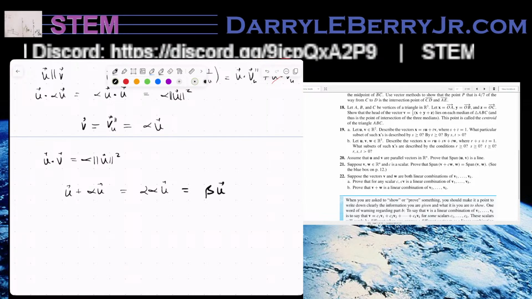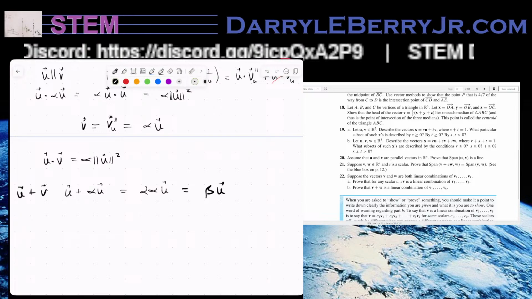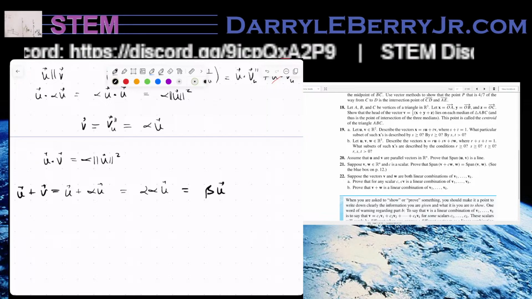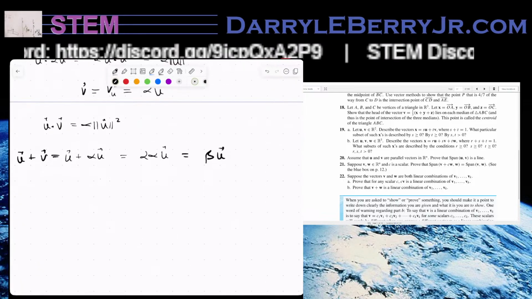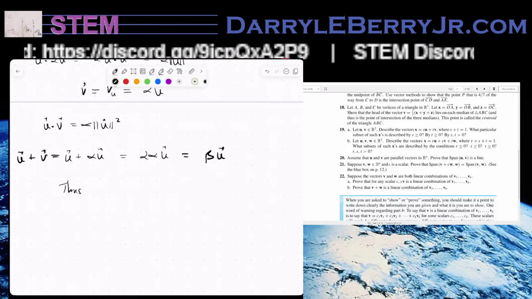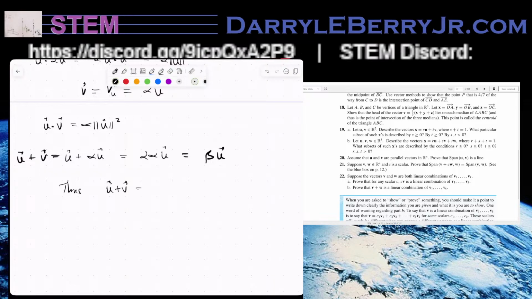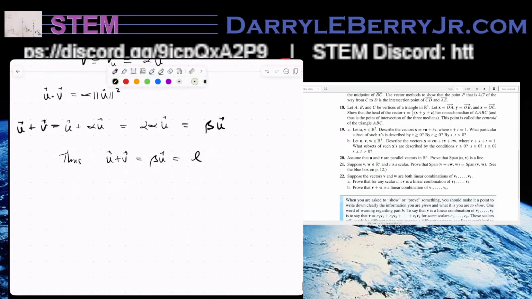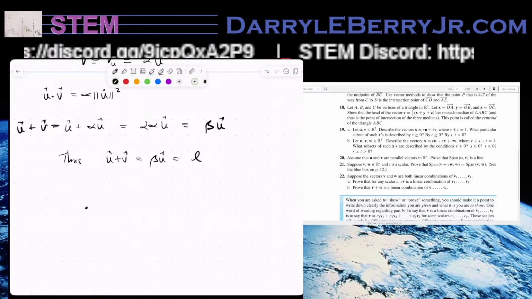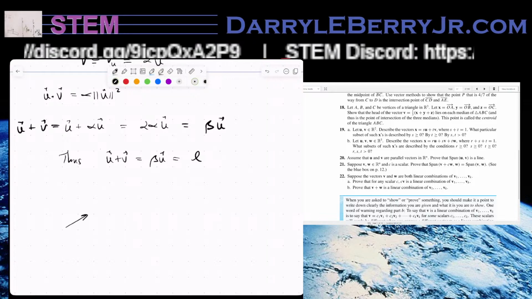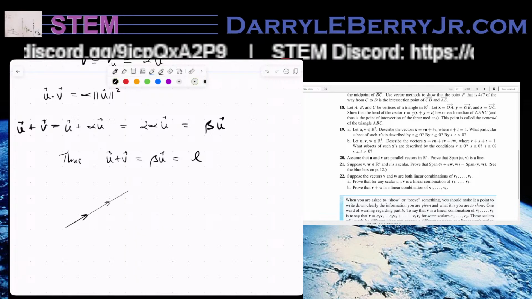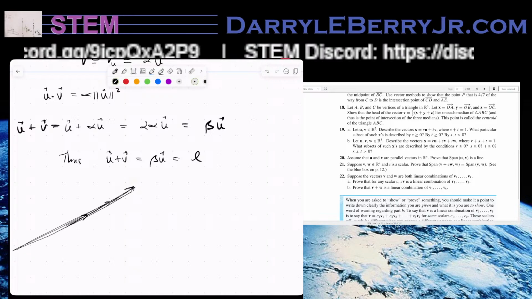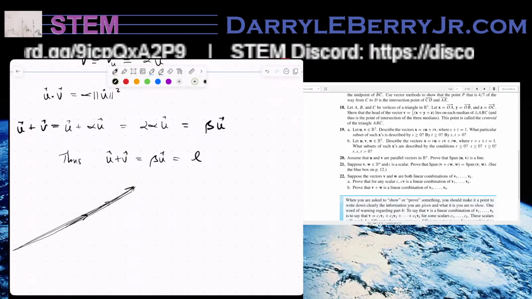So we know that u plus v equals some scalar of u, or vice versa, u plus v is some scalar of v. Thus, u plus v is some scalar u, which is a line. Because if you have any vector and you scale that vector, so if I have vector u, and then I scale that vector, I just end up with a line along that vector. So I think that proves that.